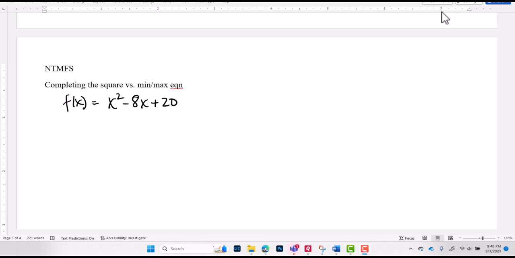So let's talk about one more function in terms of completing the square to find the maximum and minimum. So again, we know this is going to be a minimum because the lead coefficient here is a positive 1. So we know it's going to be an upward facing parabola. So this bottom point is going to be our minimum. But let's calculate this all.